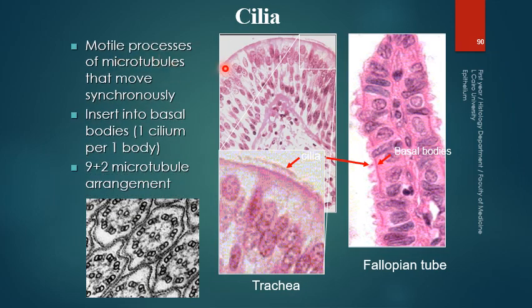True cilia are motile processes present on the surface, moving in one direction. The basal part, which is equal to the centriole, is formed of 9 triplets. The shaft is formed of 9 doublets and 2 singlets in the center.